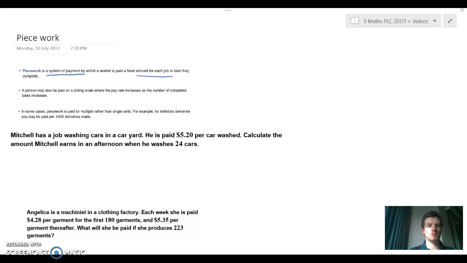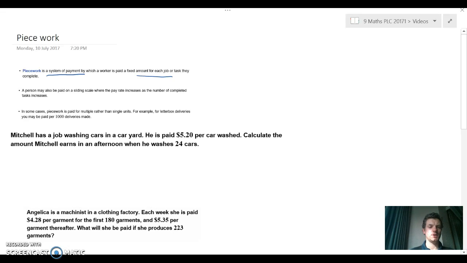And it can also be paid in multiples, so rather than being paid as single units, you might be paid, say, $20 every time you deliver 10 boxes of flowers. So let's have a look at a couple of examples, just so that we can make sure we understand and we're confident as to how this works.